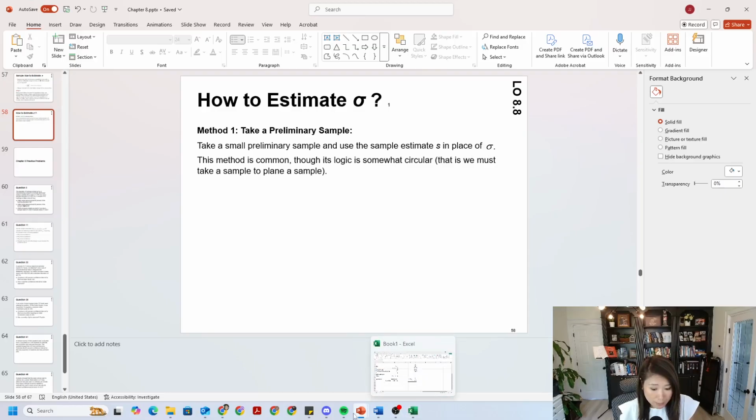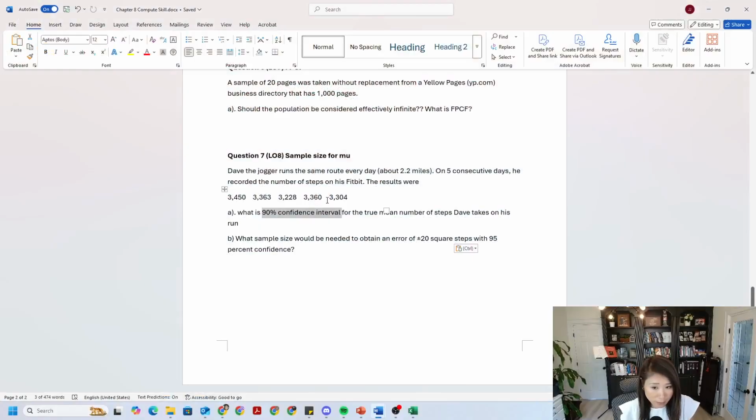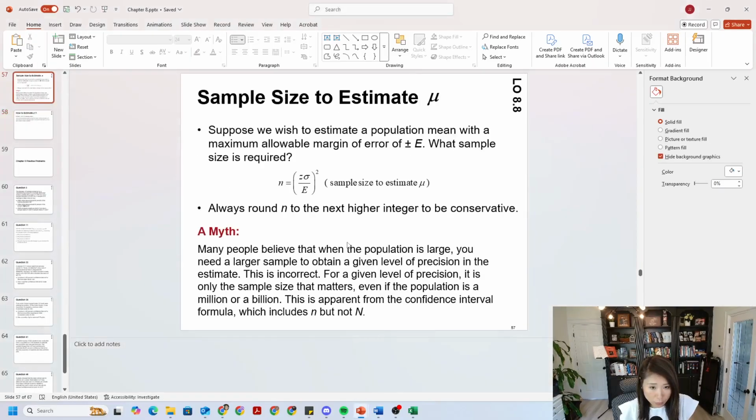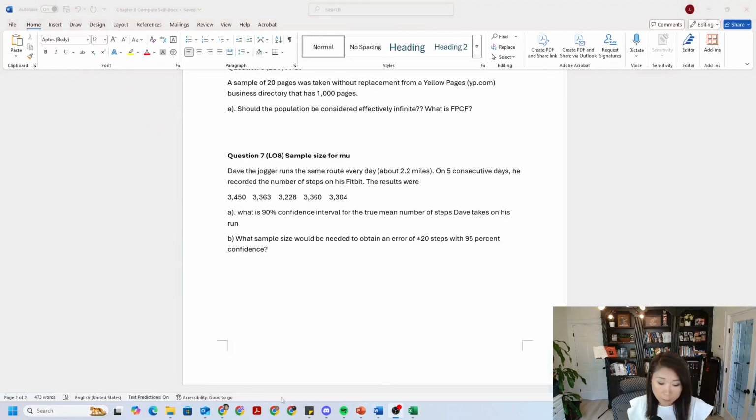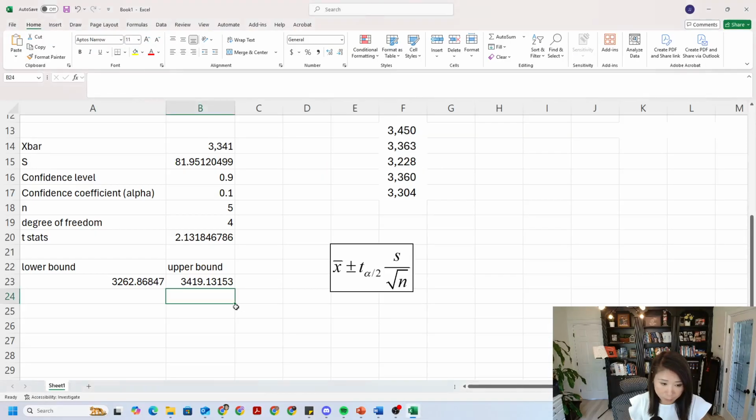Since in part A we calculated the S value based on these 5 samples, we're going to use the S value to represent sigma. E is our margin of error, which is already given in this question. So what we need to do is calculate our Z stat, instead of T. In part A we used the T stat, but when calculating the sample size, we use Z. Then we put everything together based on our formula. Now let's move on to Excel.